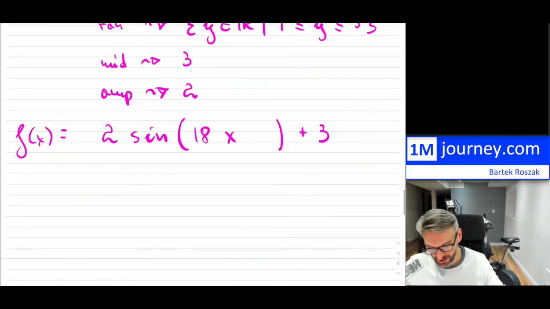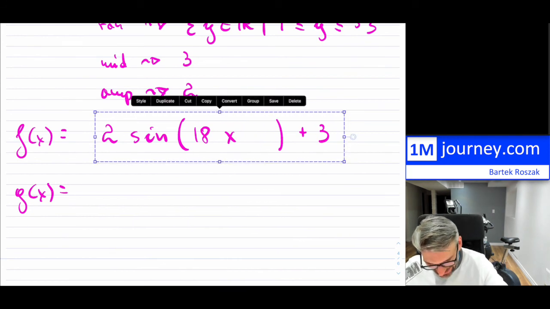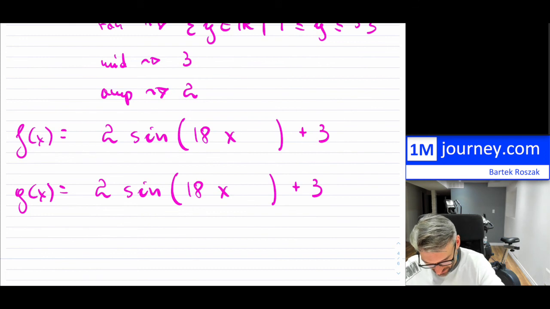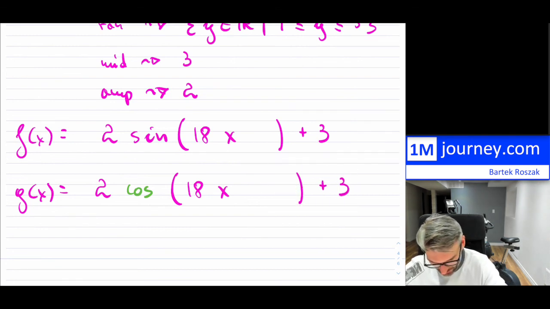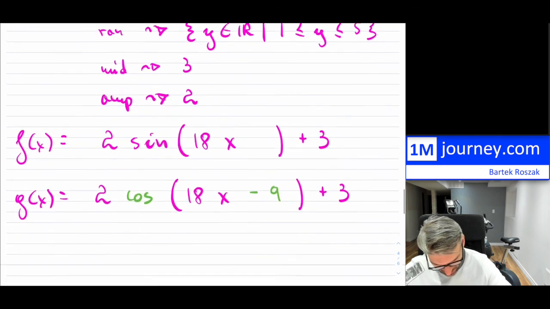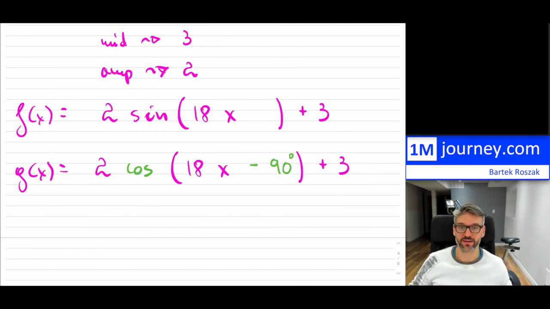Now, if you want to write this as a cos, this is what you do. You copy it exactly, and you remove the sine because now you want it as a cos. Clearly these are not the same, so I'm going to shift this over a little bit. Because you're moving it to cos, it's going to be minus 90 degrees. If it was in radians, then it's pi over 2. That's all you change.